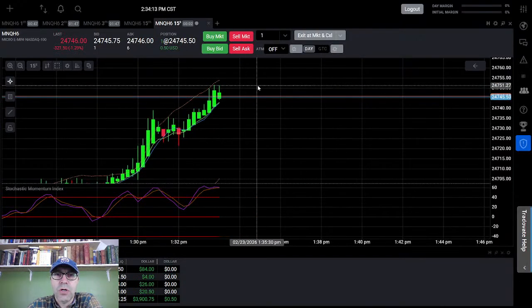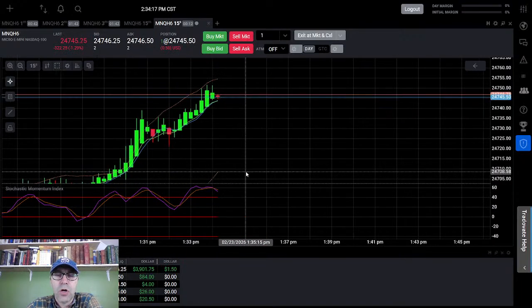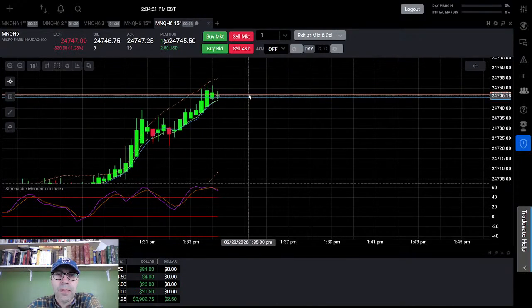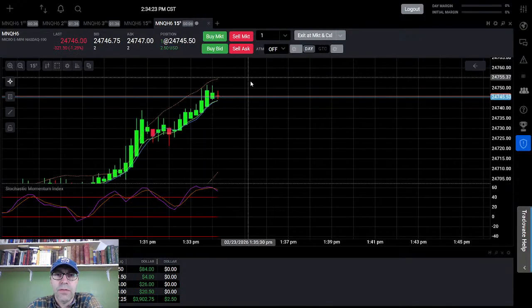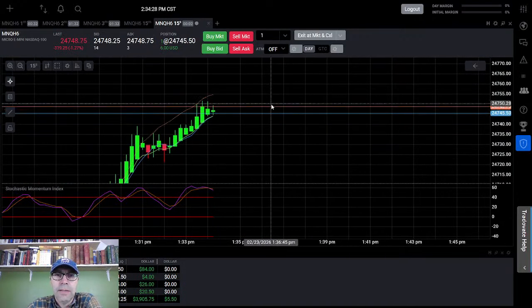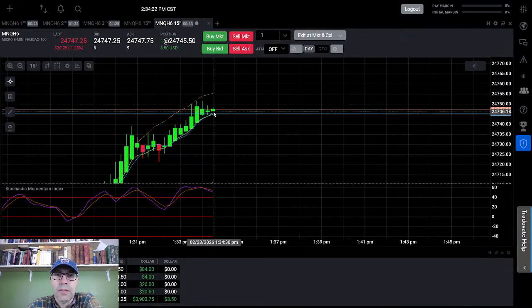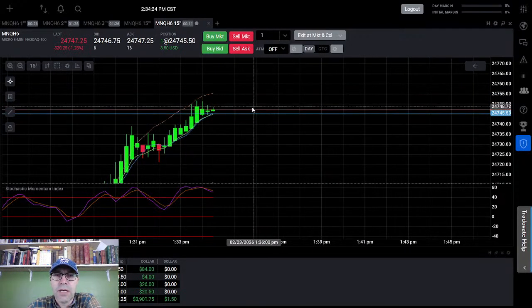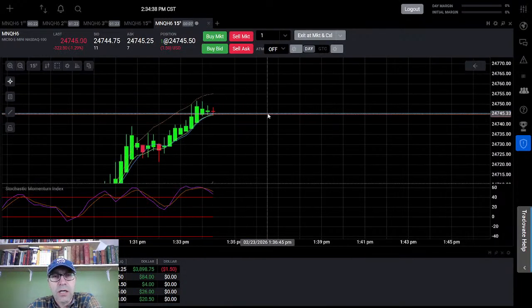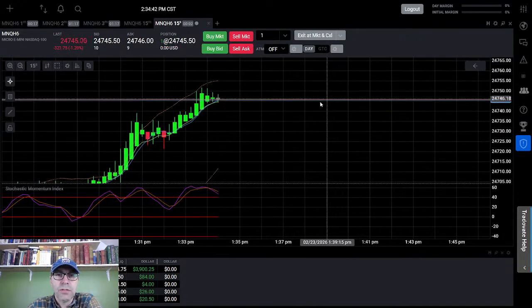just because, now granted, we are at the top of our overbought stochastic, but I'm watching the actual trend of the candles, and it keeps going up, and a lot of times you will see a bump up, a push towards the end of the trading day. But we'll see.